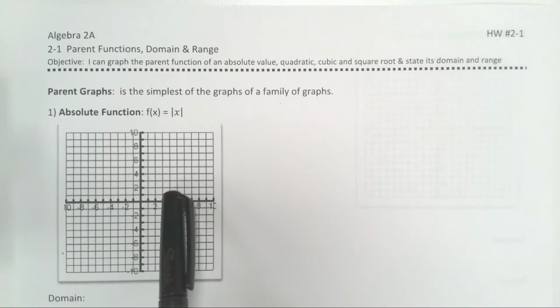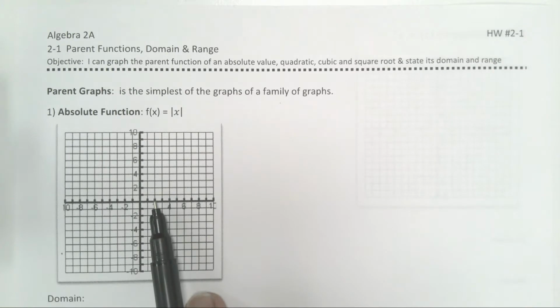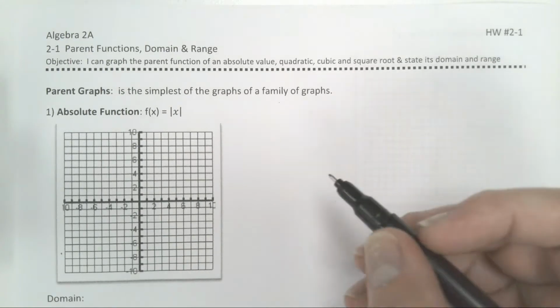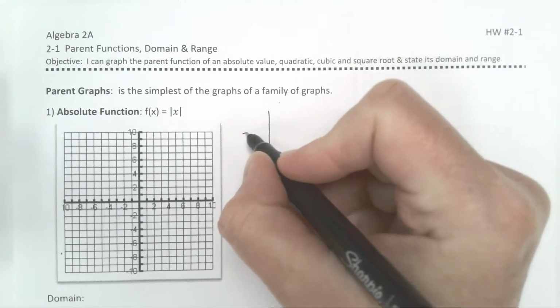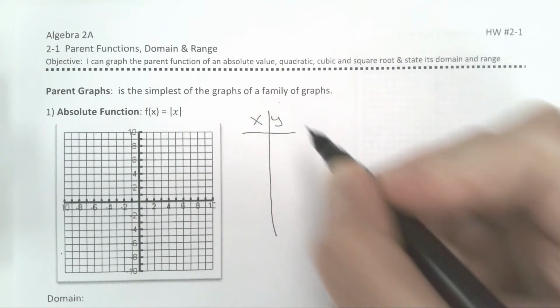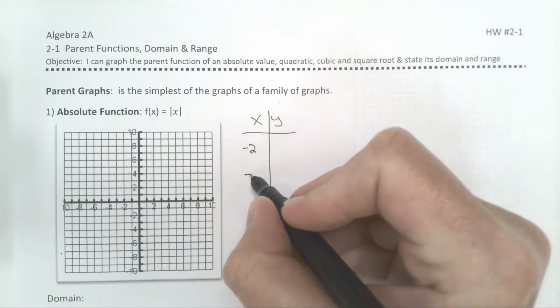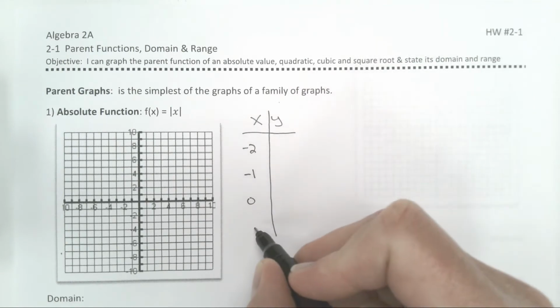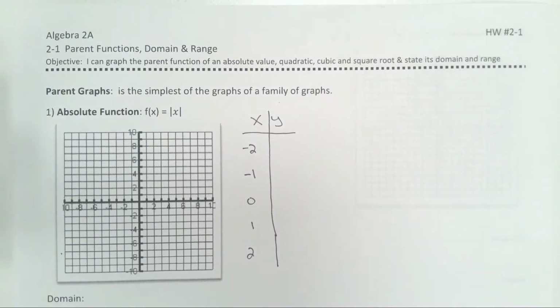That means we're going to eventually move them left, right, up, down. We're going to stretch them and flip them. But first we have to start with the basic parent. So I think the easiest way to do that is to just start off with a table of values. The table of values, for all of these, you have to choose both negative and positive numbers, otherwise you won't see the full shape of it.